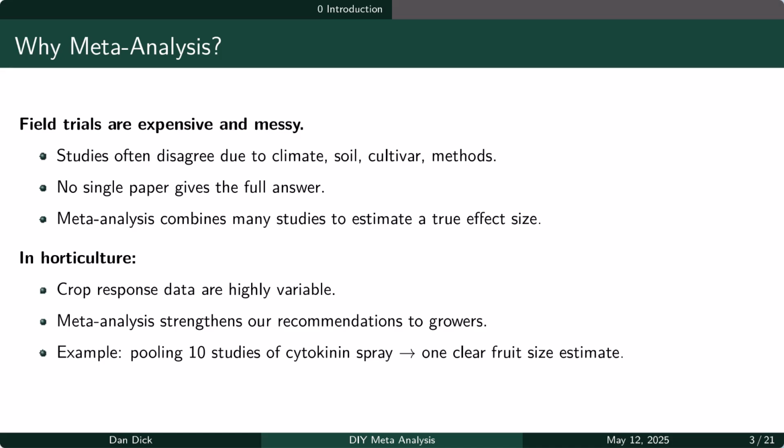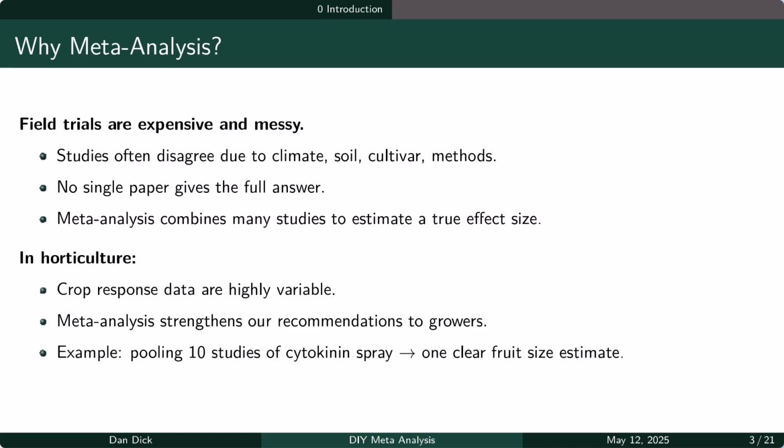So in every presentation about meta-analysis, I like to include a slide like this. Basically, why do meta-analysis? As we know, field trials are expensive and also messy, and studies within field trials can often disagree due to the climate, the differences in soil, differences in cultivar, or methods of application. So really, we understand that no single paper gives us a full answer to our questions.